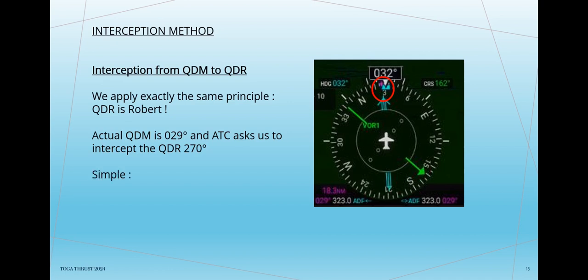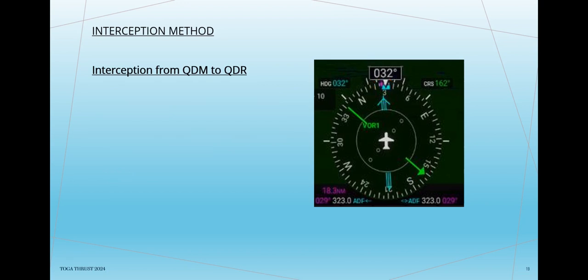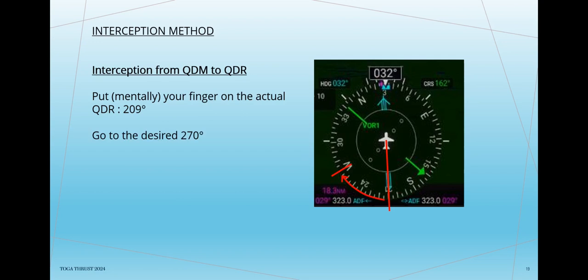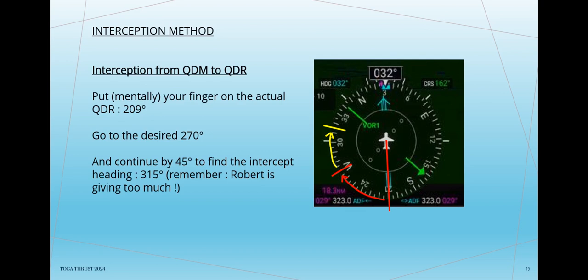Simple. Put, mentally, your finger on the actual QDR, 209 degrees. Go to the desired 270 degrees. And continue by 45 degrees to find the intercept heading, 315 degrees. Remember, Robert is giving too much.